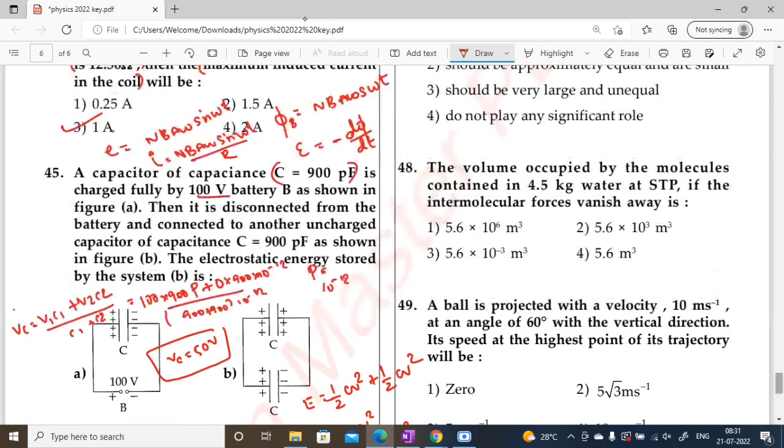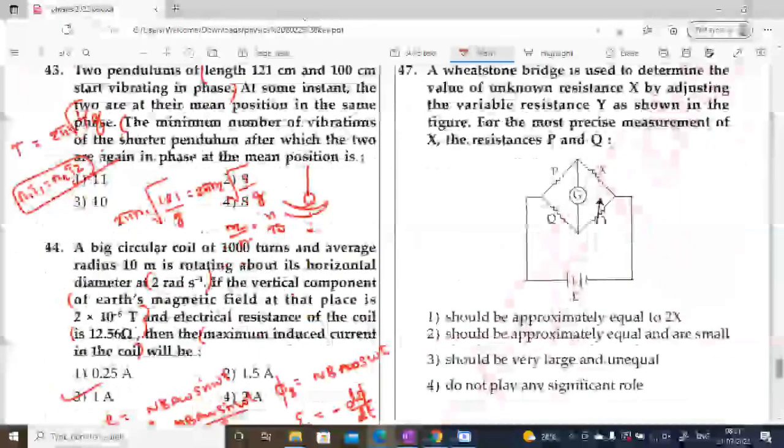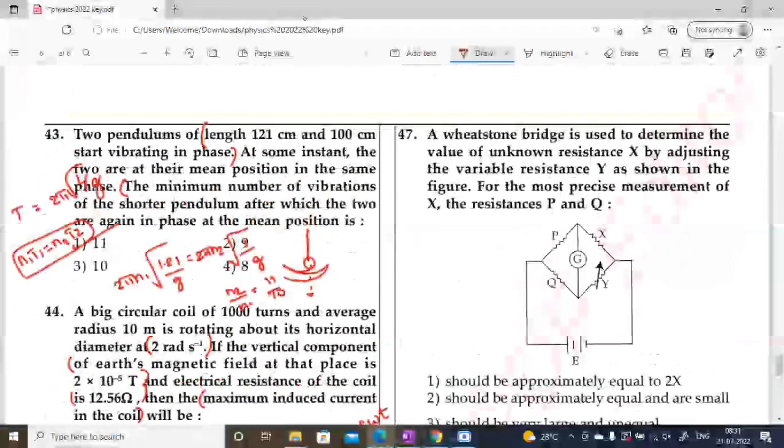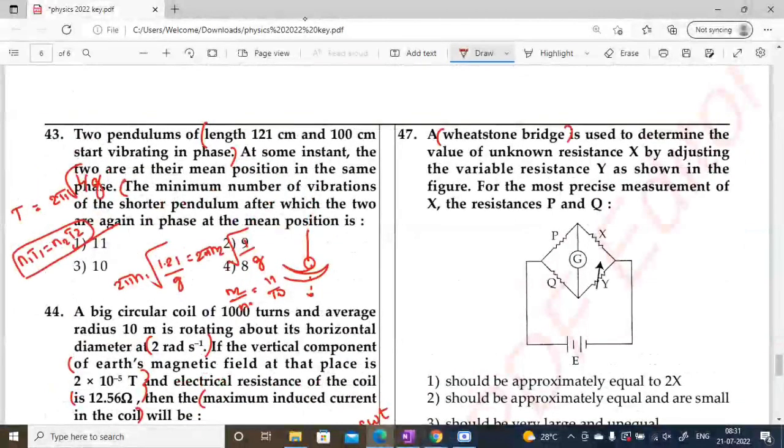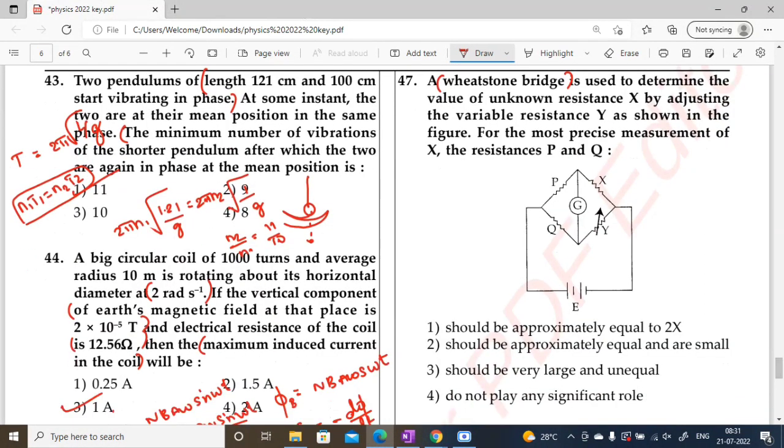Yeah, we are going to finish this. And next is the topic of Wheatstone bridge. In this Wheatstone bridge, they determine the value of unknown resistance X by adjusting the variable resistance Y shown in the figure. For the most precise measurement of X, the resistance of P and Q... See, this P and Q is nothing but the meter bridge wire, X is the unknown resistance, and Y is the variable resistance. Look at the options: should be approximately equal to 2X, should be approximately equal, and small, should be very large and unequal.